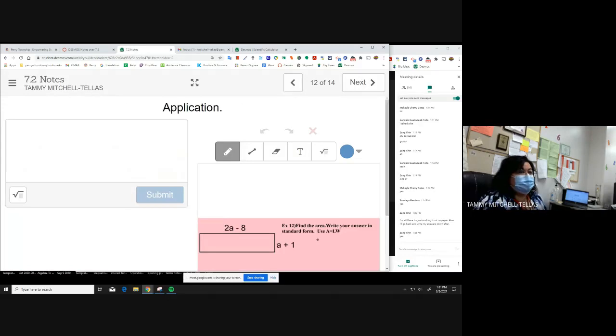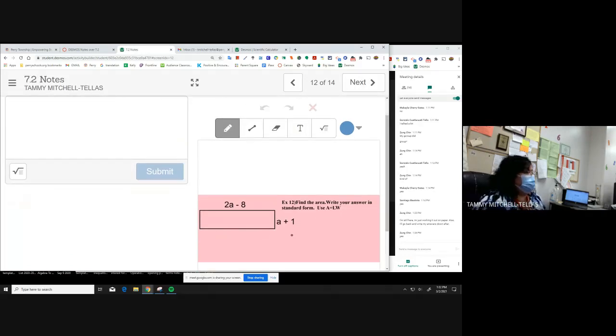All right, so here's the story problem. I'd put this in your notebook. So we're not going to work it out. We're just going to set it up. So it says, find the area. Write your answer in standard form. It says A equals LW. Well, that's the area formula for a rectangle. So the long side over here is your length, and the short side is your width. If you mix those up, it's not a big deal. But I just multiply them.